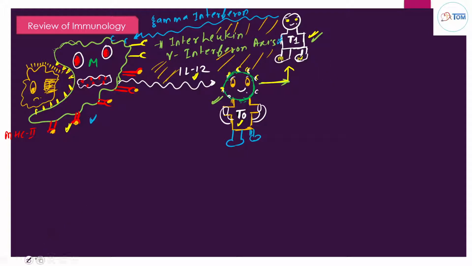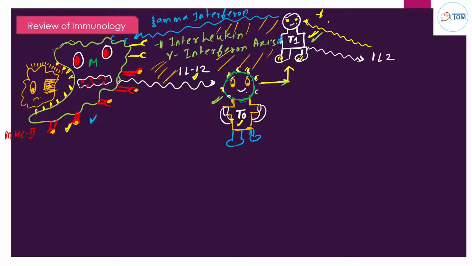This T helper 1 cell releases one more chemical, and this is called IL-2. IL-2 stands for interleukin 2. Now this IL-2 has two kinds of actions. It has autocrine action. Autocrine action means it acts on self. So this IL-2, which is released by the T helper 1, is acting upon it as well. This T helper 1 cell is again activating more macrophage. So this is called autocrine function.